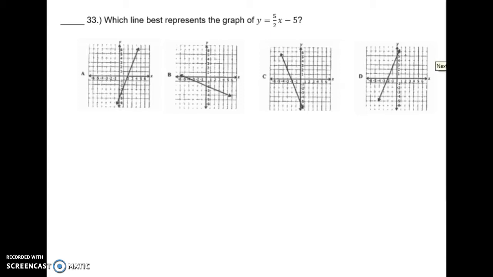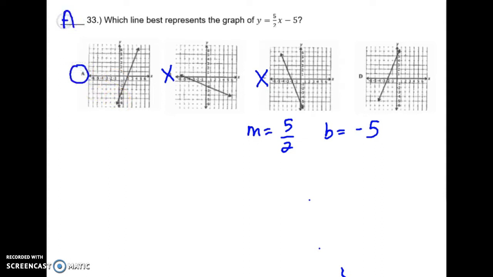Alright, 33, which best represents the graph of y equals 5/2 x minus 5. Okay, our m is 5/2. Our slope is 5/2 and our y-intercept, our b, is negative 5. So looking for a positive slope for starters, b is a negative slope and c is a negative slope. Our y-intercept is at negative 5. If I look at that, D has a y-intercept of positive 5, and A has a y-intercept of negative 5. And our slope 1, 2, 3, 4, 5, and over 2 is 5/2. So the answer is A.